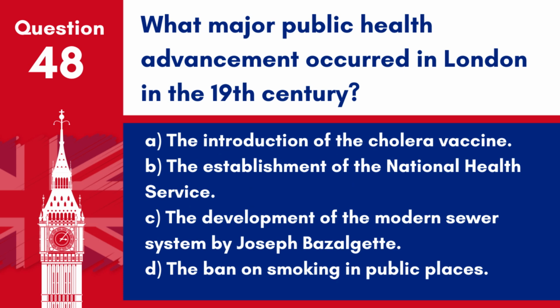Question 48. What major public health advancement occurred in London in the 19th century? A. The introduction of the cholera vaccine. B. The establishment of the National Health Service. C. The development of the modern sewer system by Joseph Bazalgette. D. The ban on smoking in public places.